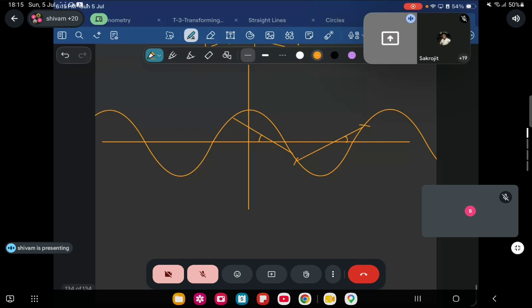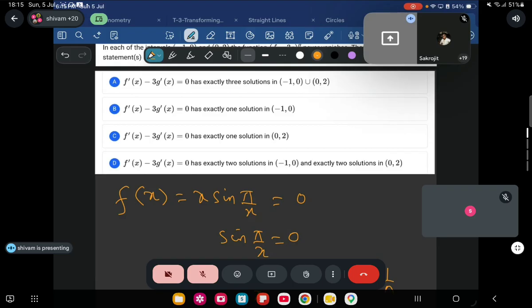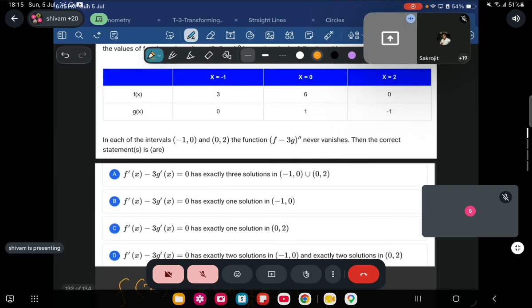Okay, so write it down. The angle formed by any chord is less than or equal to 45 degrees. For cos x, the same thing will happen with sin x also. Same graph here, same graph.